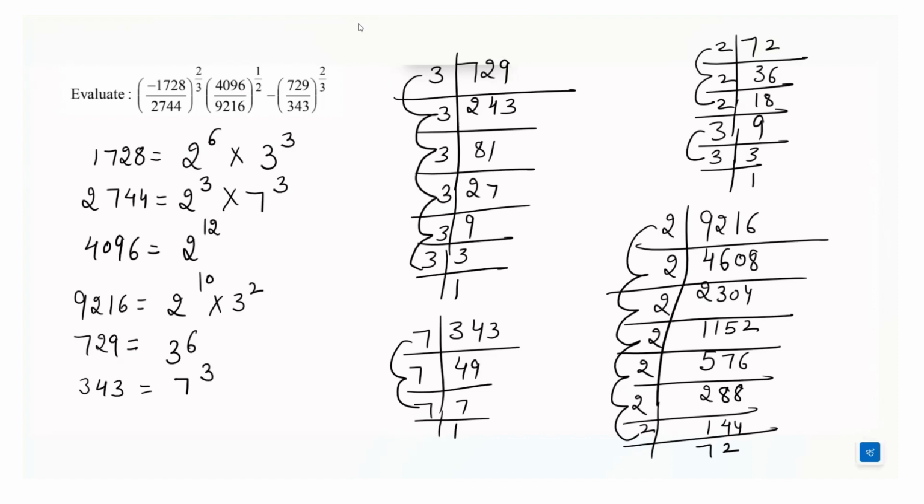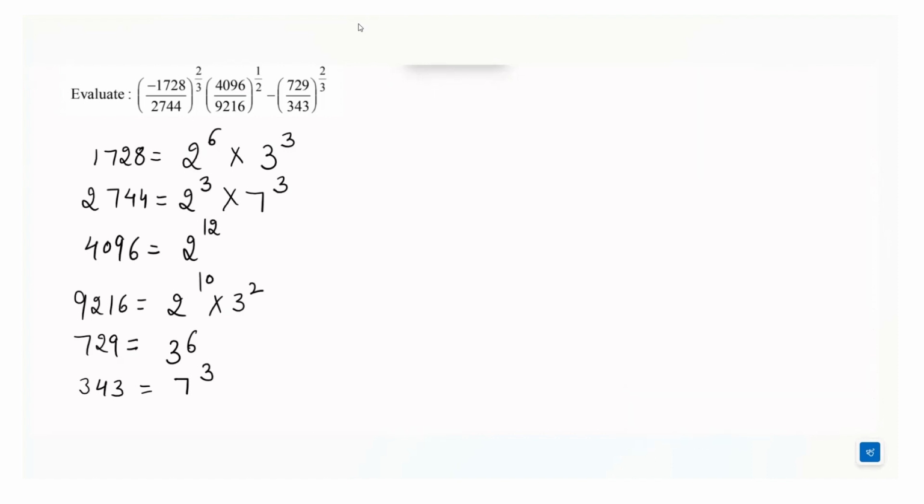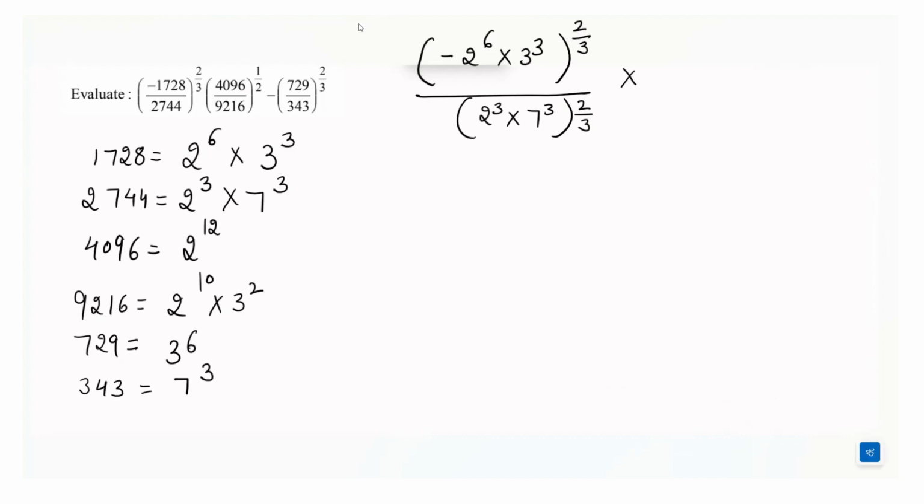Now, after you do all this calculation, we have to put these values in terms of the exponents in place of the numbers in the question, and then we'll solve it further. Now let's substitute the values here. It would be negative 2 raised to power 6 into 3 raised to power 3 over 2 raised to power 3 into 7 raised to power 3, and the power which is given in the question, I will distribute it to the numerator as well as the denominator. Same I will do with the other fractions also.